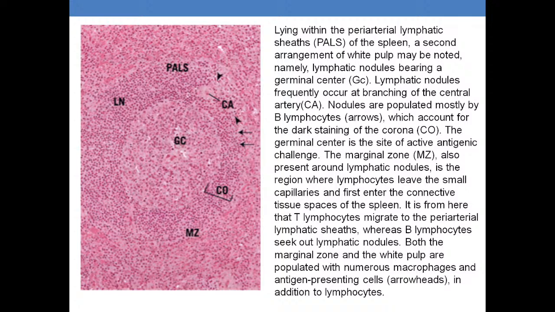The marginal zone, also present around lymphatic nodules, is the region where lymphocytes leave the small capillaries and first enter the connective tissue spaces of the spleen. It's from here that the T lymphocytes migrate to the periarterial lymphatic sheaths, whereas B lymphocytes seek out lymphatic nodules. Both the marginal zone and the white pulp are populated with numerous macrophages and antigen-presenting cells, in addition to lymphocytes.